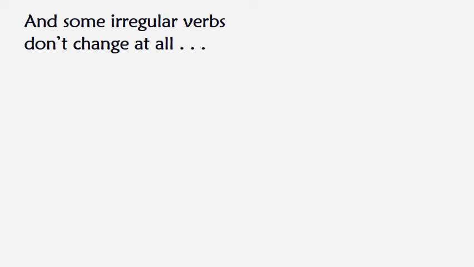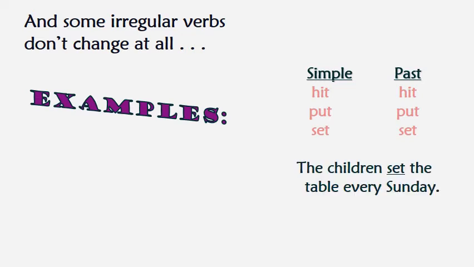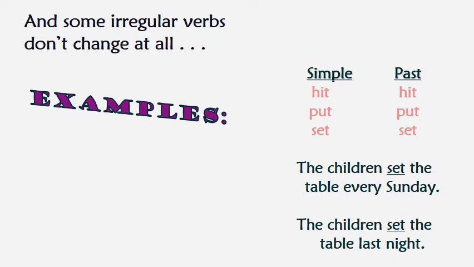Some irregular verbs do not change at all, as I showed you before, put. Let's have more examples. Hit stays the same. Put. Set. He set the table. For example, the children set the table every Sunday. This is present. Or I can also say the children set the table last night.